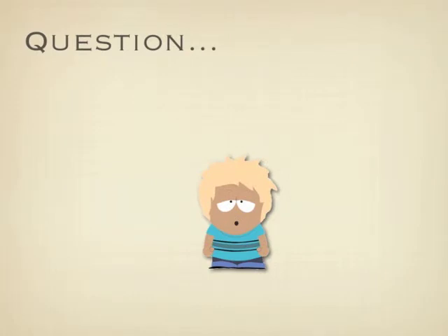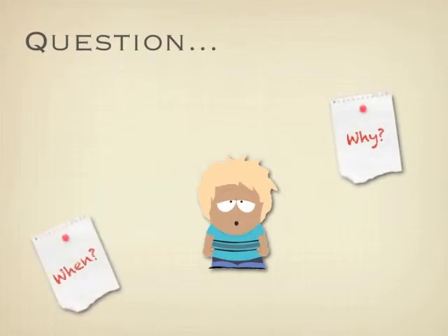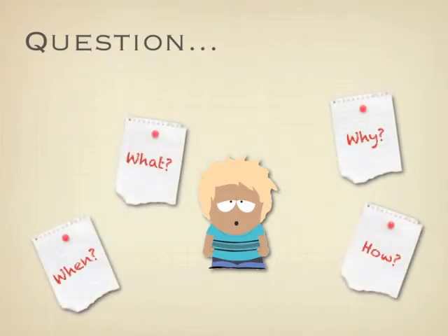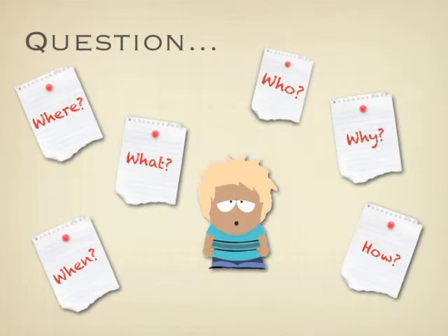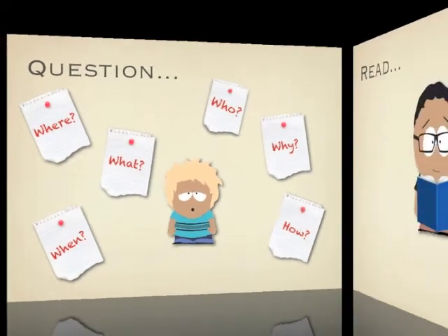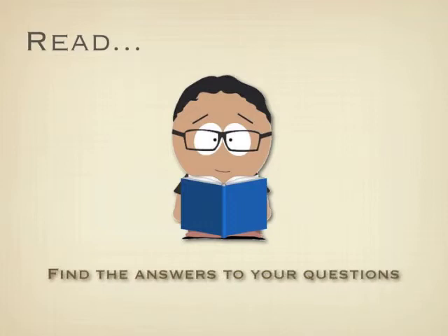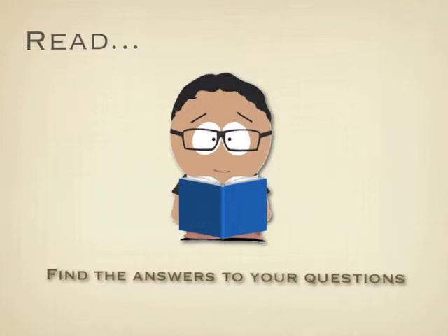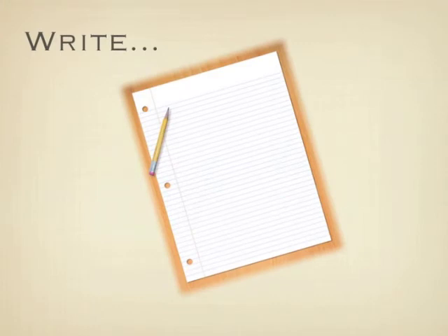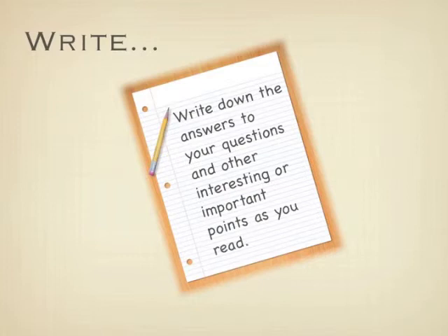And as you're reading, you're going to do the second part of this process, which is question. Keep in mind all those journalistic questions that help us explore what we're looking at. Where, what, when, who, why, how. These are the things you want to know. And then read and find the answers to those questions. But don't forget, be an active reader. Keep a pencil and paper nearby and write down those answers that you find and any other important information.